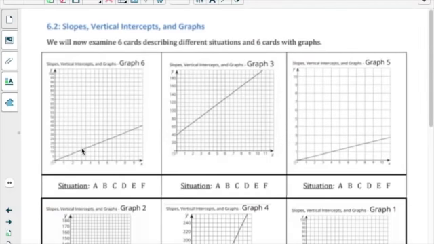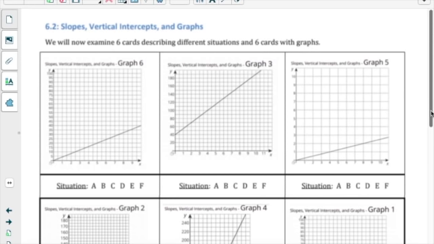All right, next we're going to look at our graphs. So find this page. We're going to examine 6 cards describing different situations, and we're going to look at 6 graphs. So these are our graphs. There are 6. We're going to determine which situation each is, and then at the bottom we're going to answer questions on the bottom 3.